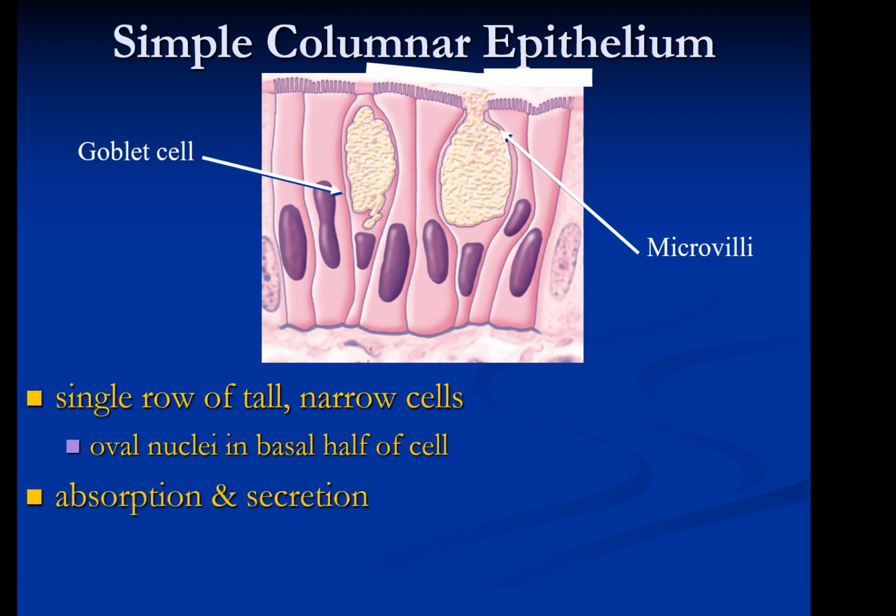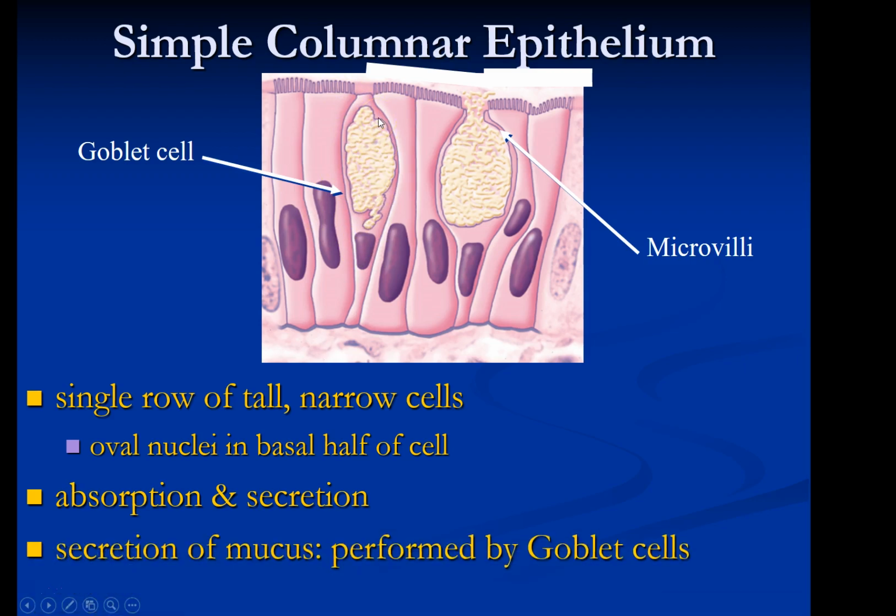Absorption and secretion, once again, is their function just like cuboidal. And here we actually have some goblet cells, or what they're called. They make mucus. And you can find these lining the inner lining of the GI tract, the uterus, or the kidney. So oftentimes simple columnar will have these goblet cells associated with them, or they're just going to, for whatever reason, produce mucus. Okay?